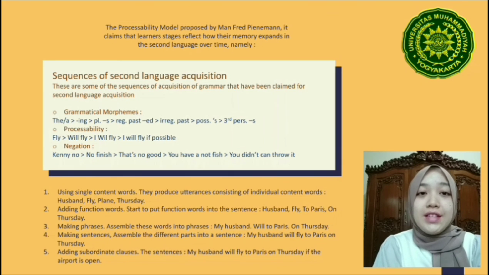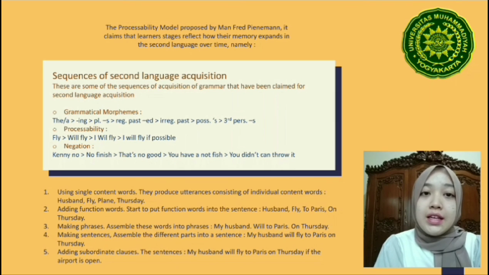The next stage is adding function words. As their capacity increases slightly, the learners can start to put function words into the sentence, like husband, fly to Paris on Thursday. The next stage is making phrases. Given more capacity, the learners can now assemble these words into phrases, like my husband will go to Paris on Thursday.